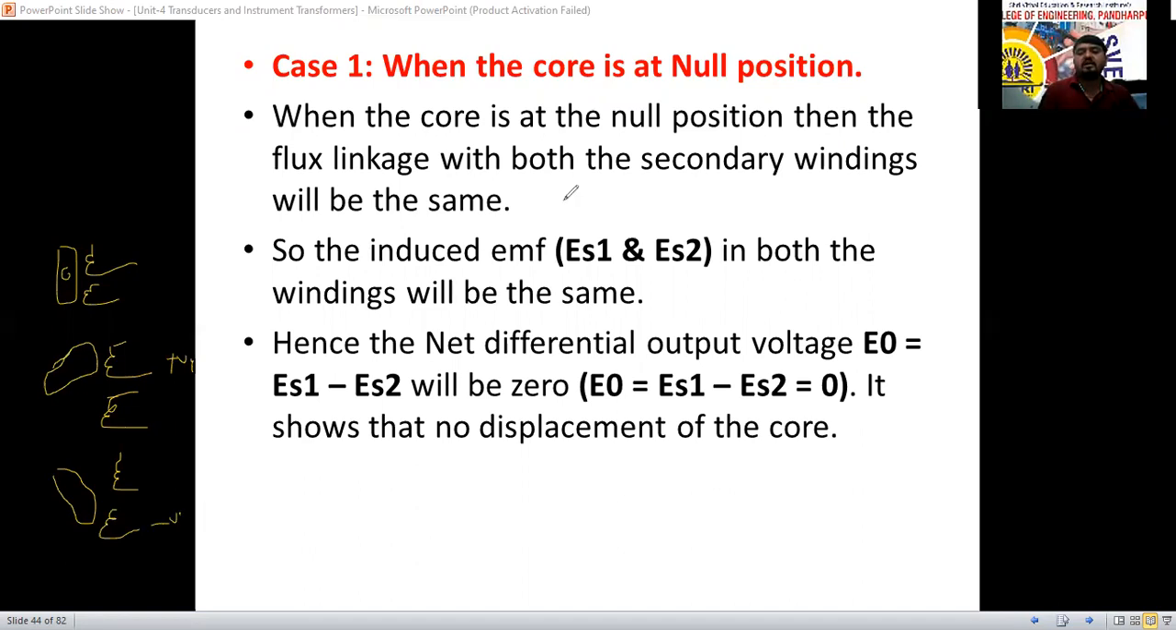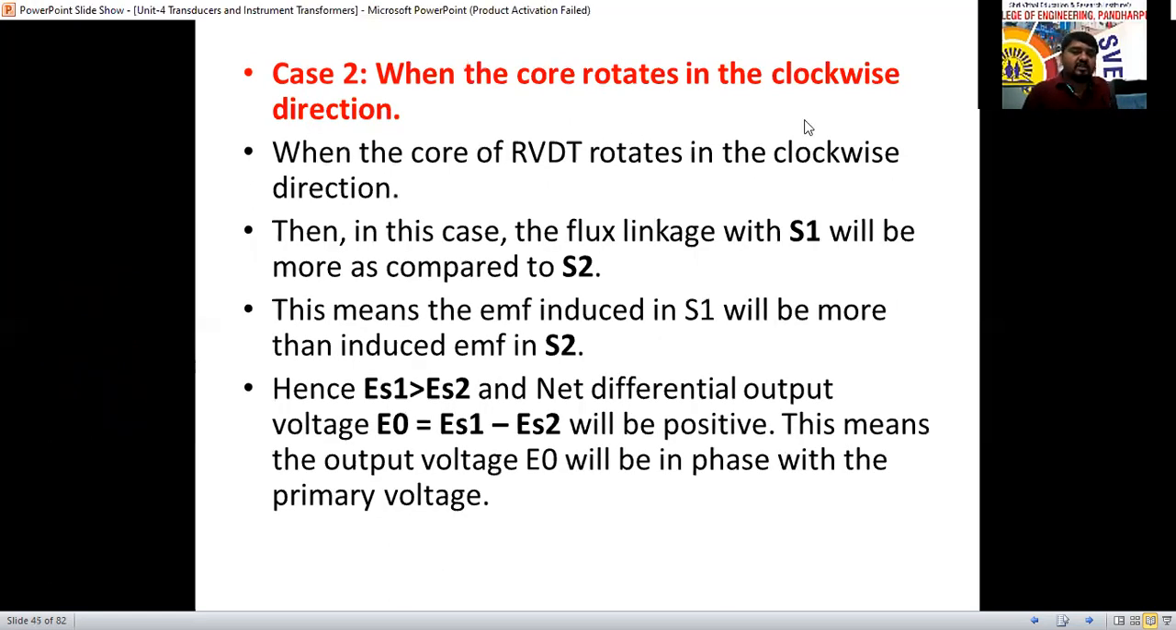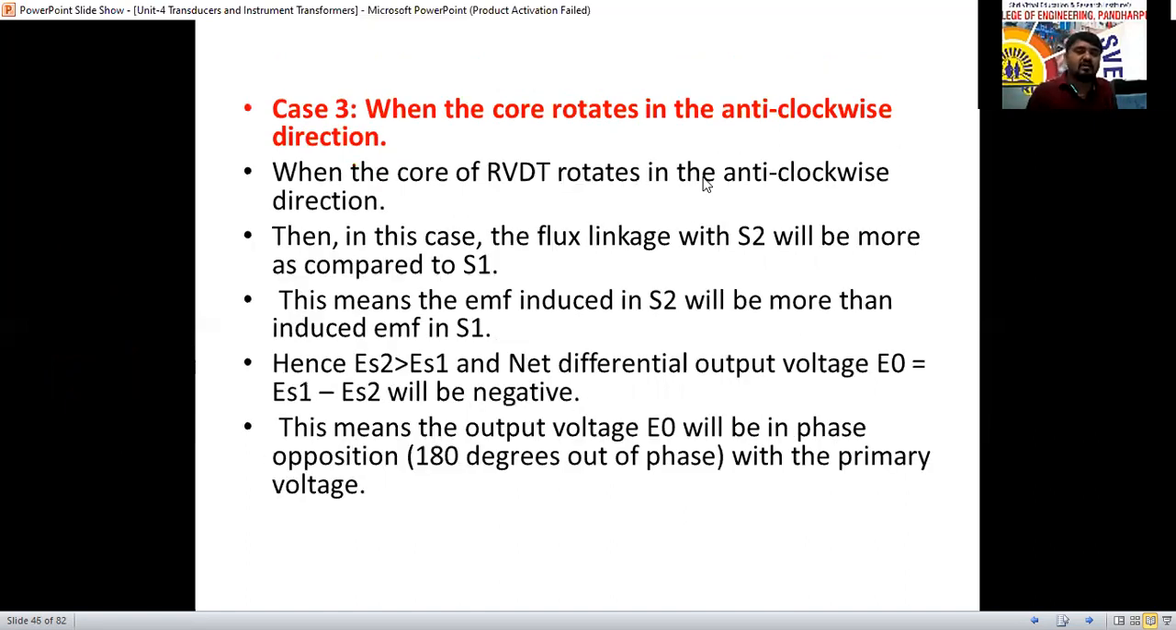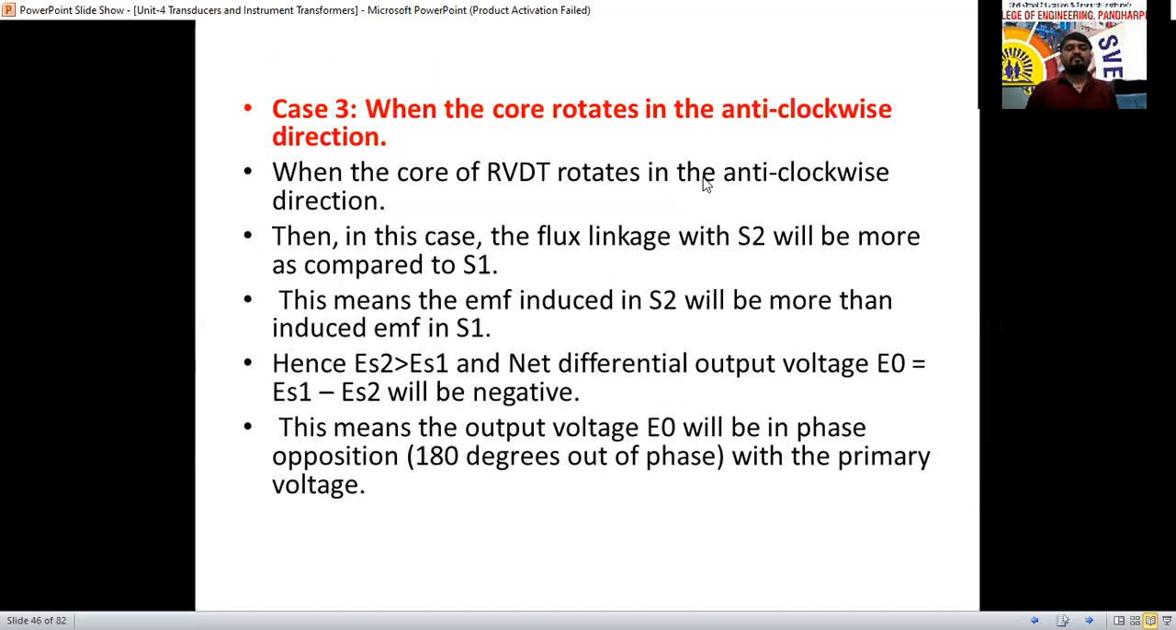Three conditions are there, and we have discussed all three here now. When the core is at the null position, the output is 0. When the core rotates in the clockwise direction, the output is positive. When the core rotates in the anti-clockwise direction, the output will be negative.